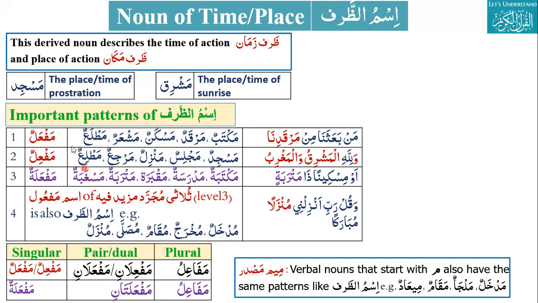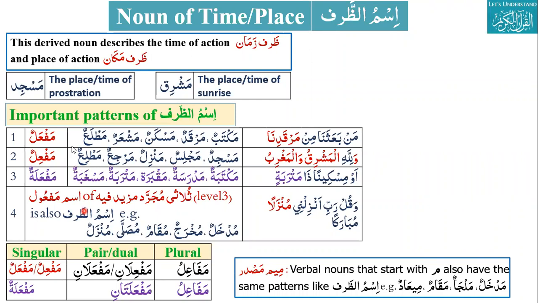Well, first of all, the number 3 here, maf'alatun, is used for zarf makan only. This third pattern, for example madrasatun, place of study, normally doesn't reflect the time of study. So the third one is only for zarf makan.